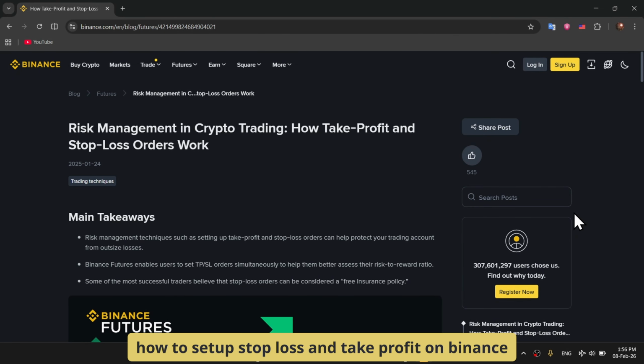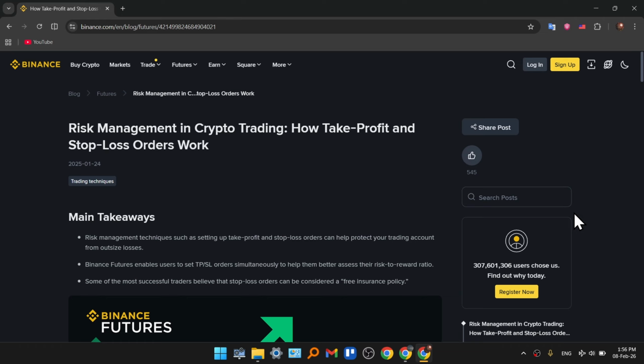If you trade crypto on Binance, you should always use a stop loss and take profit. They automatically close your trade to limit losses and secure profits. So let's begin. Open the trading screen first and choose the market.